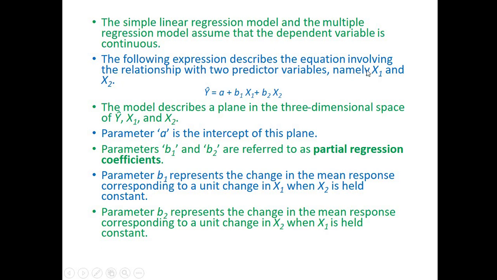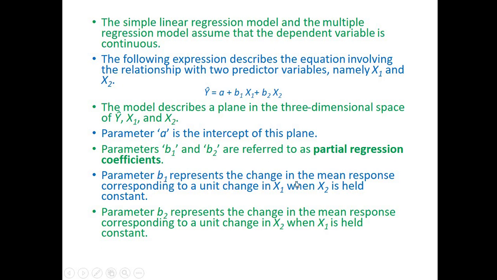The following expression describes the equation involving the relationship between two predictor variables, namely x1 and x2. So here two predictor variables are given, x1 and x2, and y is the dependent variable. The model describes a plane in the three-dimensional space of y bar, x1 and x2. Y is the dependent variable, x1 and x2 are independent variables. a is the intercept of the plane and b1, b2 are referred to as partial regression coefficients.